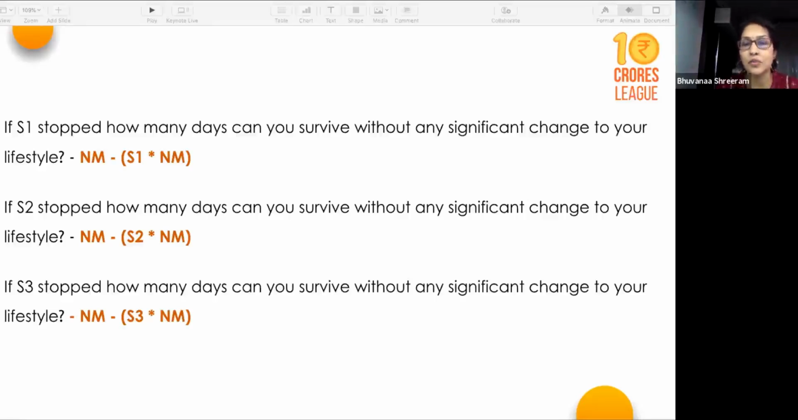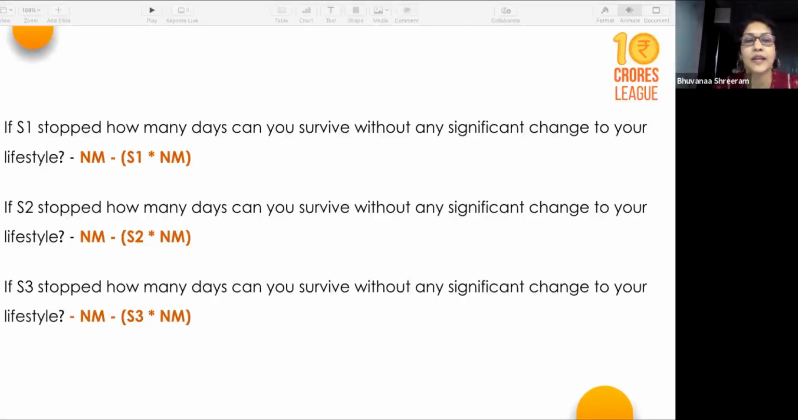So let's say 3 months was your answer, and 1/3 of income into the family is contributed by, let's say, yourself. For some reason, if you don't go to work in the next 1 month, the number of months that your family will survive will reduce by 1 month, right? So now NM minus the percentage into the number of months. So just do it for all the three sources.